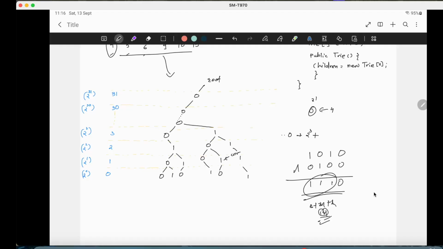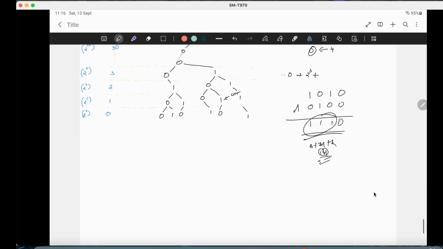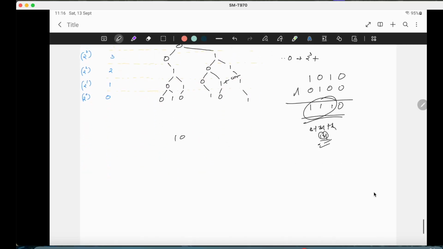This way we have to figure out the opposite match. What is the best opposite match that we are getting? For 4, the best opposite match is going to be 10. If you try to perform an XOR operation between 4 and 15, 4 is basically 1 0 0, 15 is basically 1 1 1 1. So here it is going to be 1 0 1 1. When we get this answer, it is 8 plus 2 plus 1, which is obviously 11. And here 14 is the best answer that we are getting.